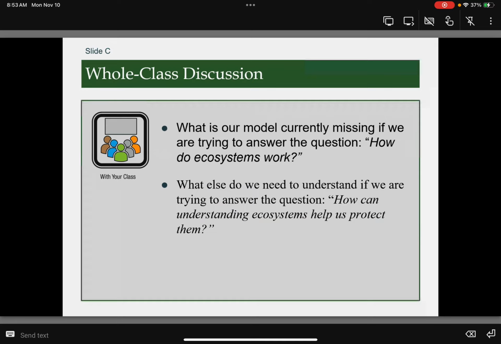Okay, so what is our model currently missing if we are trying to answer the question, how do ecosystems work? The model that they're talking about, I believe, is your conservation profile model. Okay, so what are some things we need to add into our conservation profiles now that we know a little bit more?